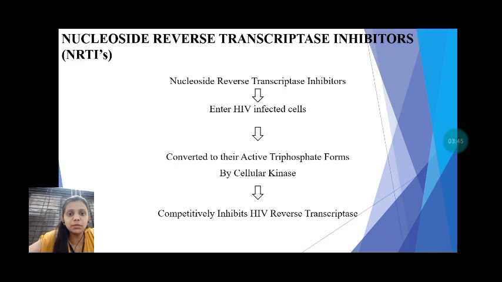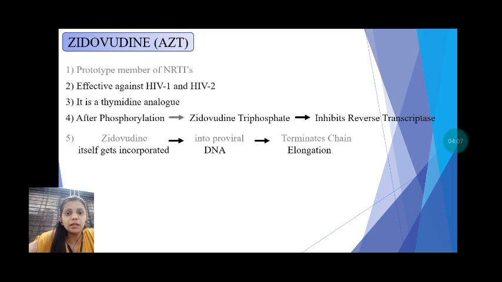Now we'll see the nucleoside reverse transcriptase inhibitors. The nucleoside reverse transcriptase inhibitors first infect the HIV cell. Then, as they are nucleosides, they will be converted into nucleotides, that is the triphosphate form, with the help of the enzyme cellular kinase, and then they competitively inhibit the HIV reverse transcriptase enzyme. One of the main drugs of NRTIs is zidovudine. It is a prototype member of NRTIs. It works on HIV-1 virus as well as HIV-2 virus. It is a thymidine analog.